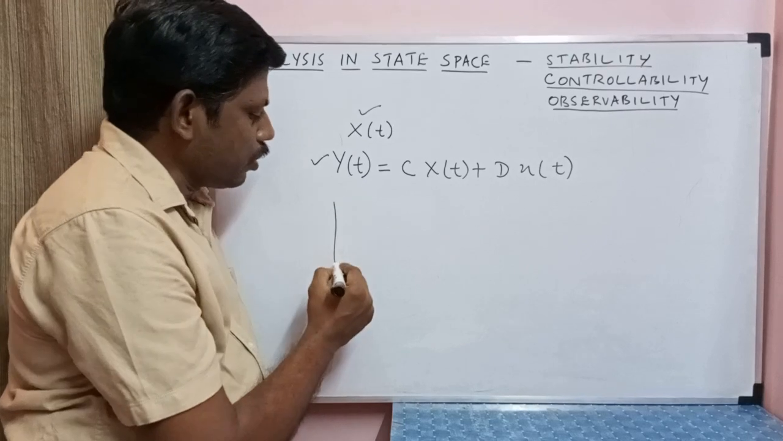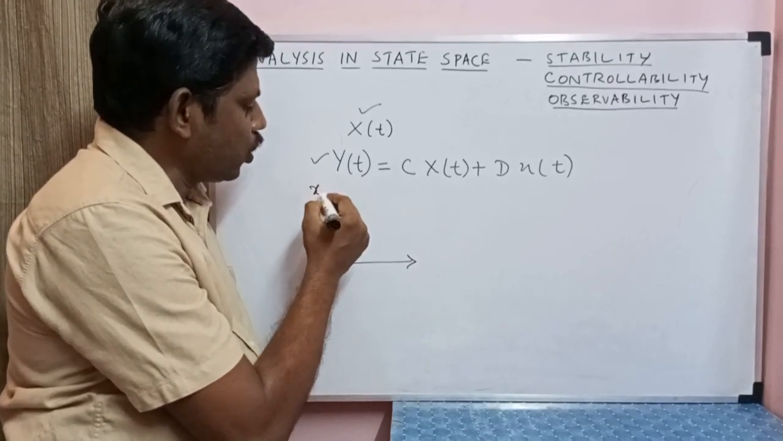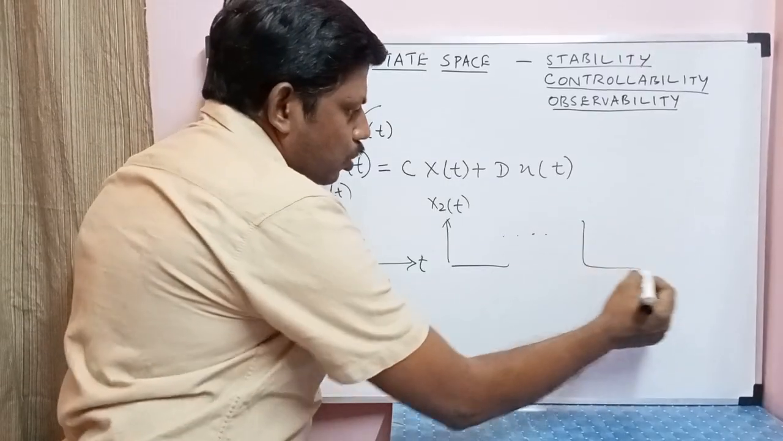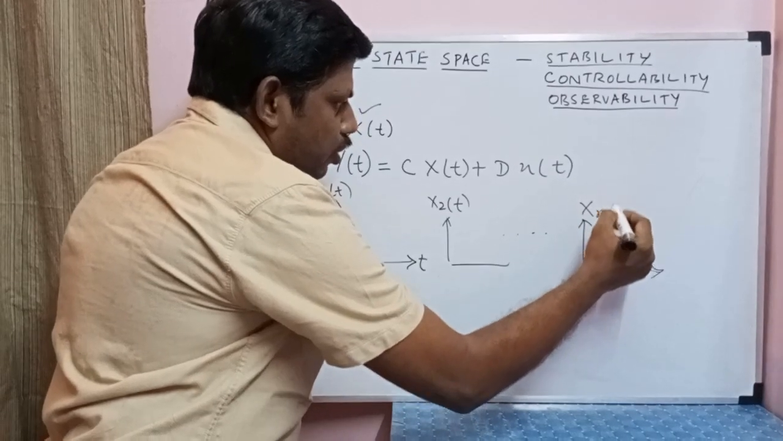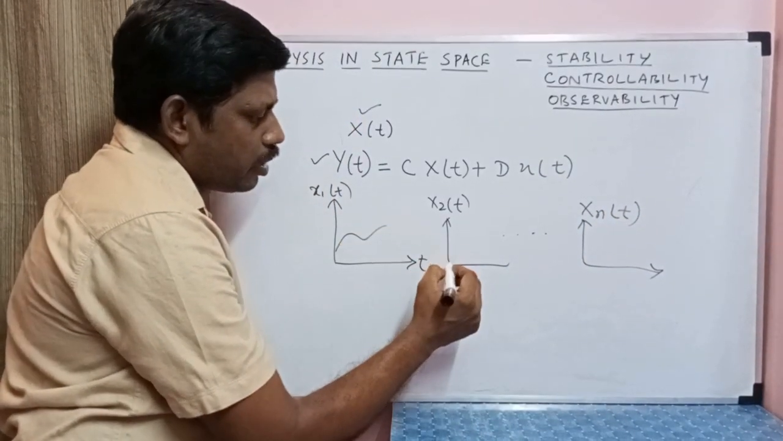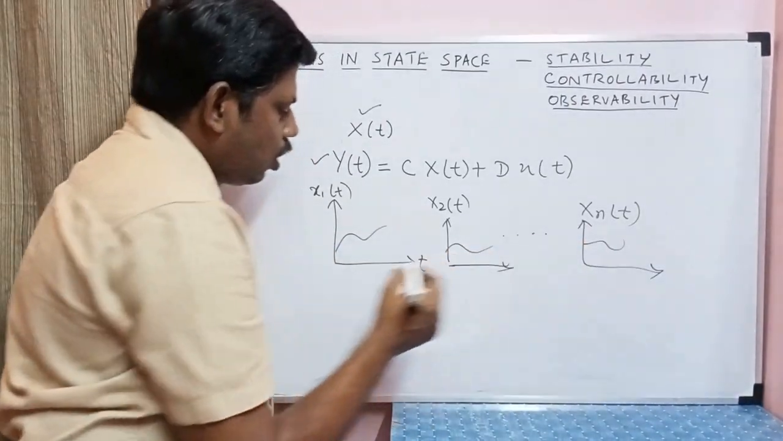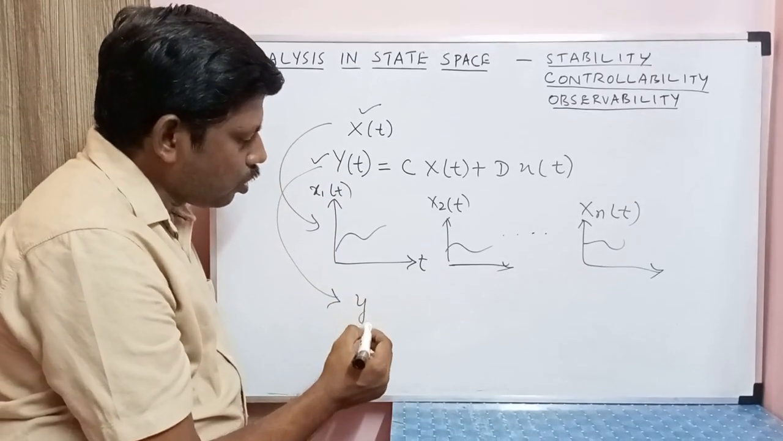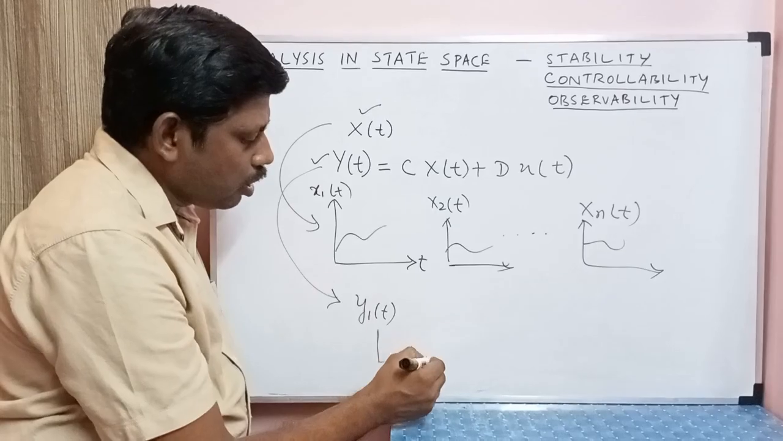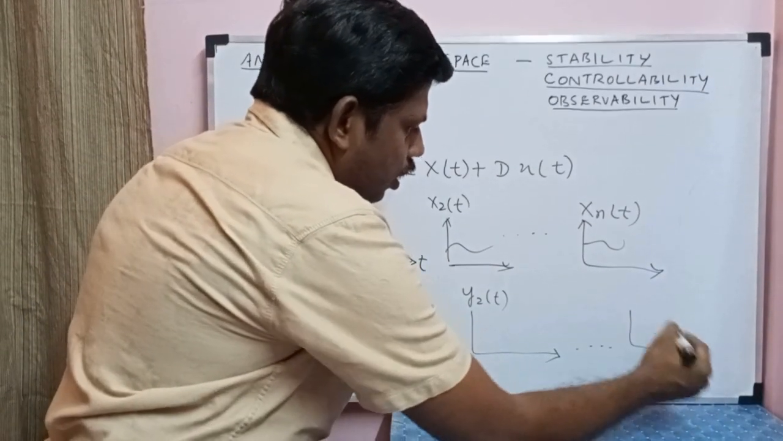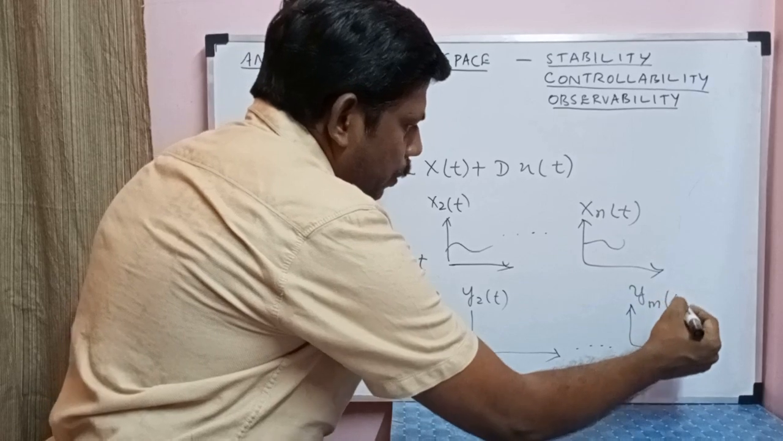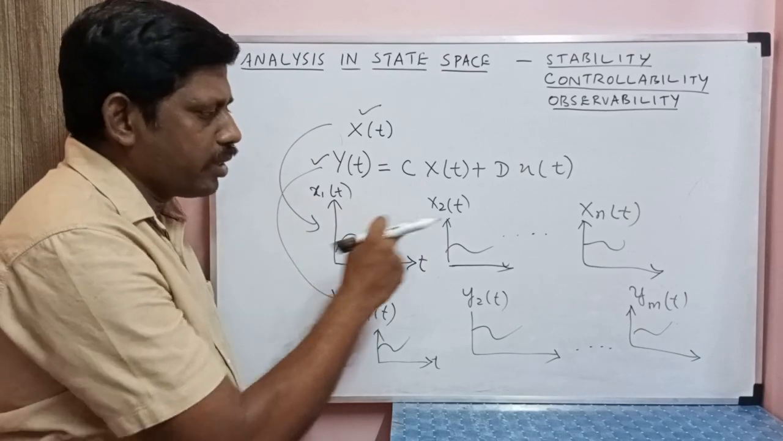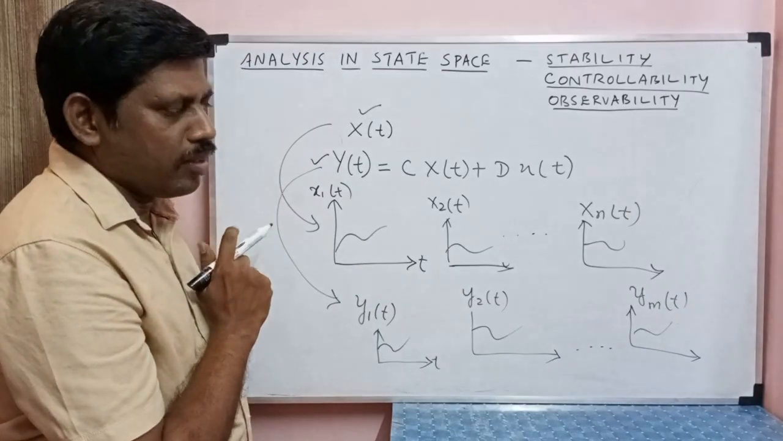From x of t, I can plot x1 of t with respect to time to xn of t. Maybe I'll get some responses like this. Also, from this y of t, I can plot y1 of t up to ym of t, maybe some responses like this. So now, looking at these responses, I can analyze the system.